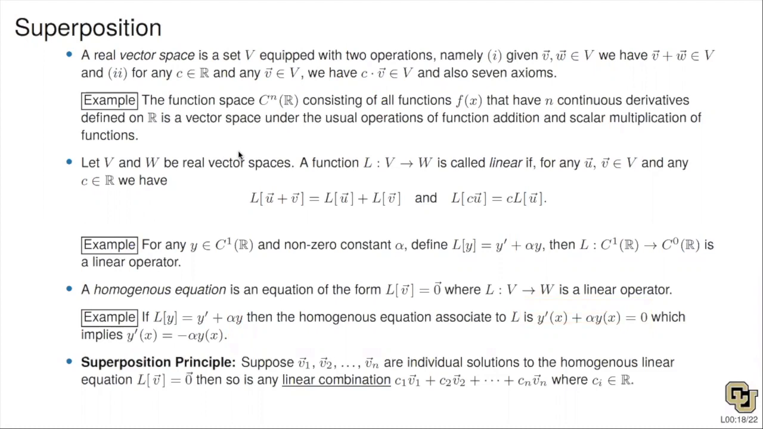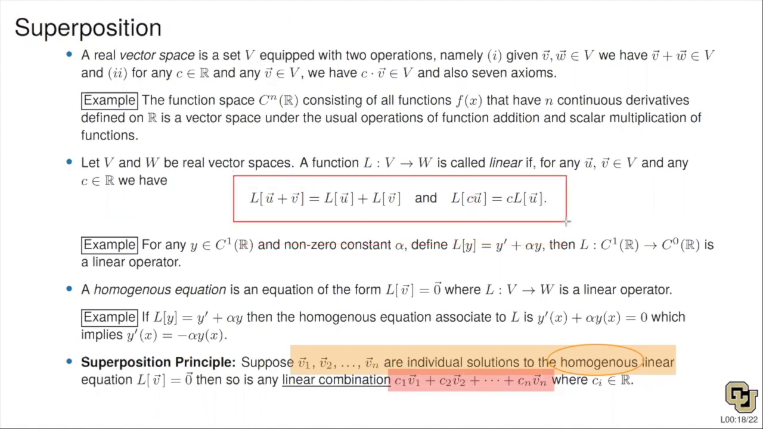Okay, so here's the big thing, the superposition principle, which I'll mention a million times. Suppose we have finitely many, n, individual solutions to the homogeneous equation. Then any linear combination, where you take a scalar multiple of a vector and potentially add it to another scalar times a vector, will again be a solution. And this is completely a result of the linearity. Why is this true? It's because of the linearity.